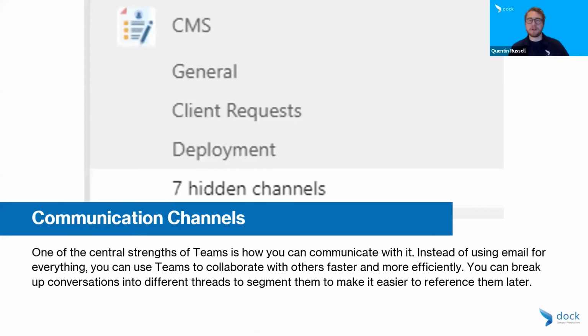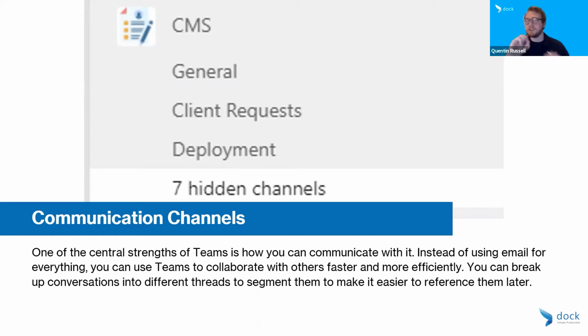And then finally, communication channels. I mean, this probably should have been the first one, but c'est la vie. Basically, one of the central strengths of Teams is how you communicate with it. Instead of using email for everything, you can use Teams to collaborate with others faster and more efficiently. So you can break up conversations and topics into different threads to segment them to make them easy to reference for later. So this is great for organizing information.